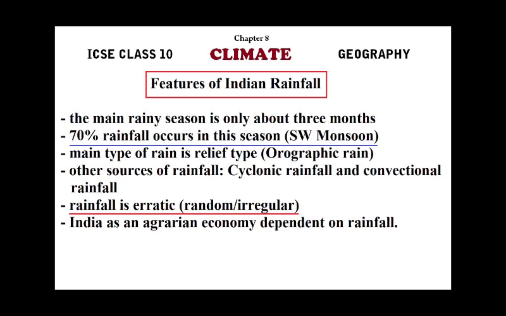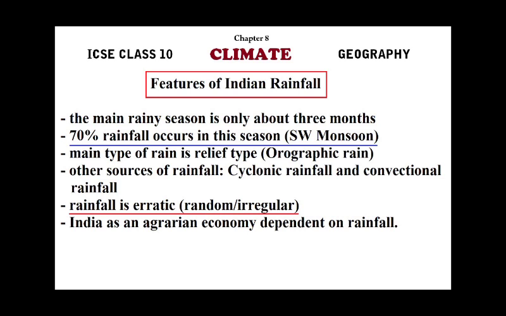fifth point. Rainfall is erratic or irregular, right? At times it comes a little early or goes a little early. Sometimes the amount of rainfall is more, sometimes less. So we don't have any idea what is going to happen. There are a lot of factors influencing this. Therefore, one important feature of our rainfall is its irregularity.